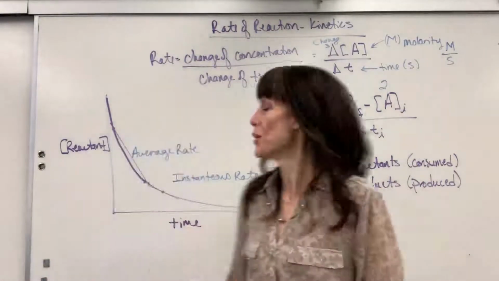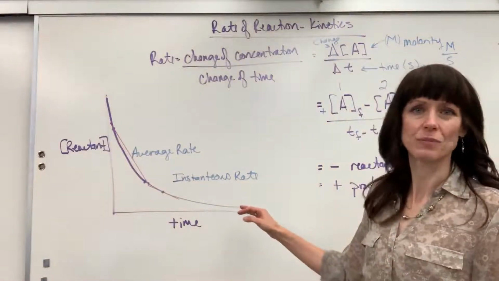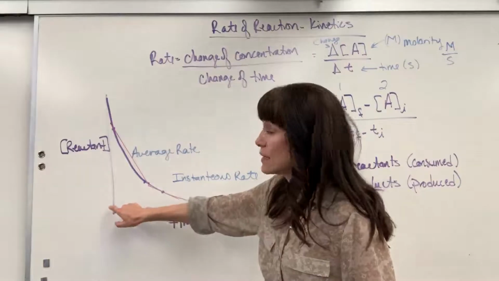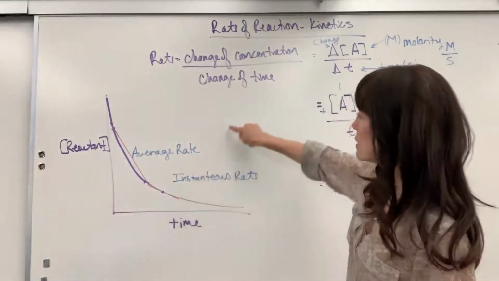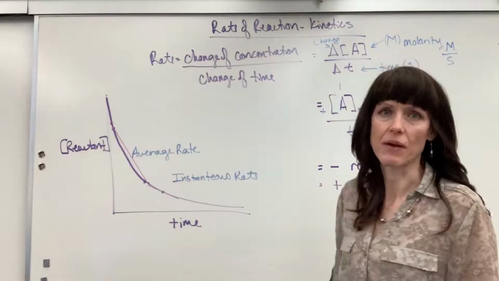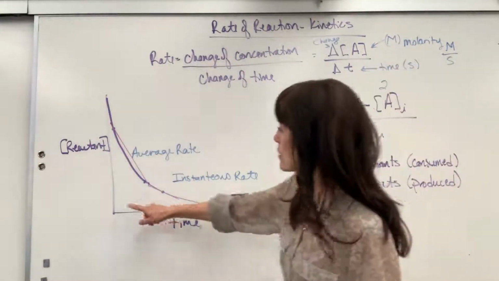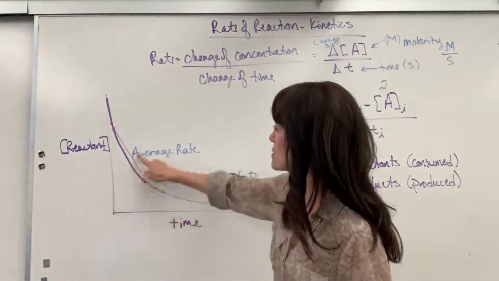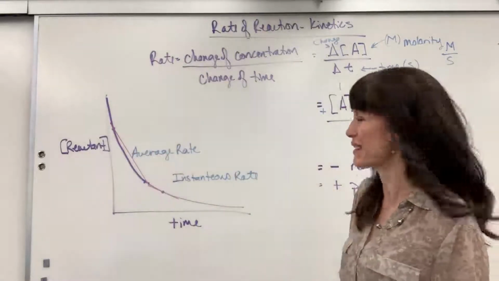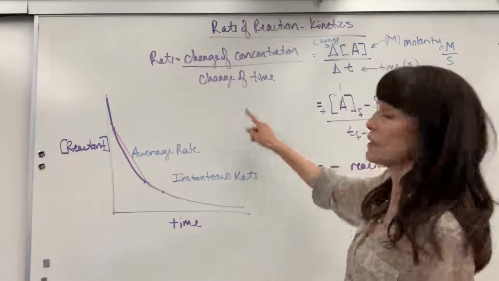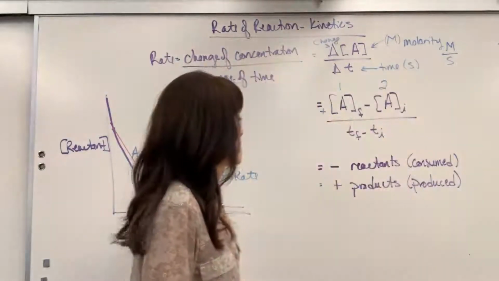Now products, what would this graph look like if it was products? It would be just opposite. You would start with 0 and it would increase, the amount that's produced. Or actually, it would go like this. Sorry, it would be fast, and then it would start to level off. So you would have a really quick increase, and then it would level off.